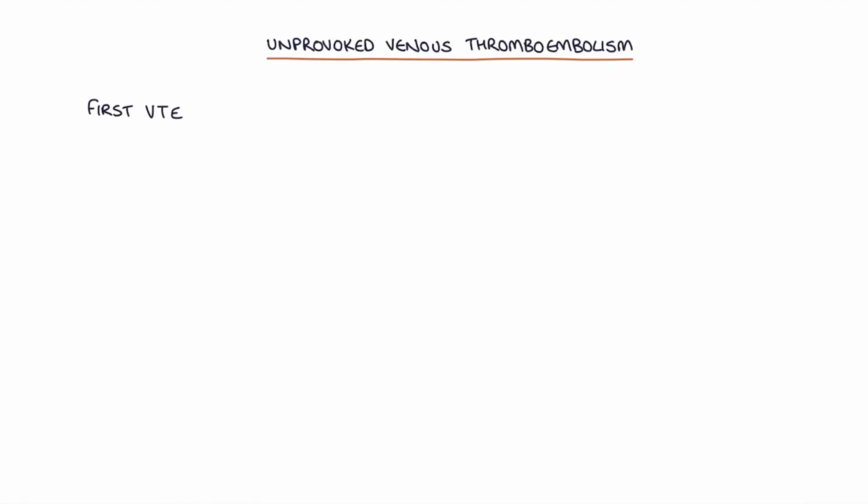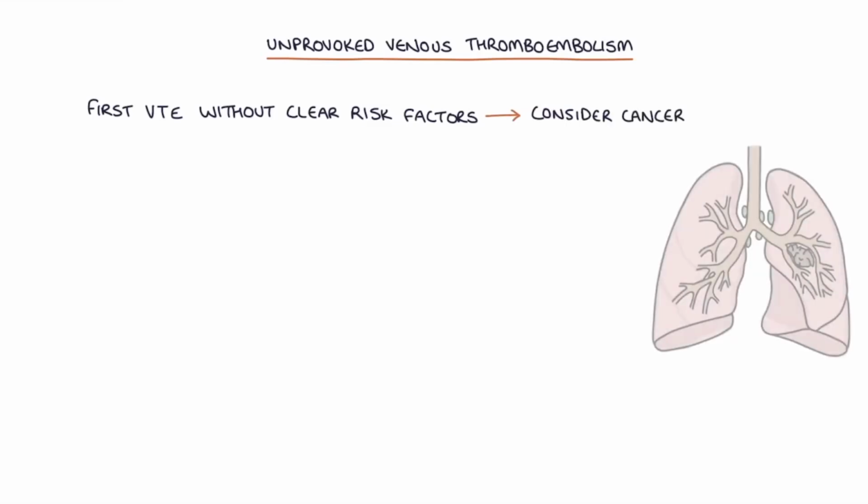Finally, let's talk about investigating patients with an unprovoked venous thromboembolism. When a patient has their first episode of a venous thromboembolism without any clear underlying risk factors, we need to consider whether it's been triggered by cancer.